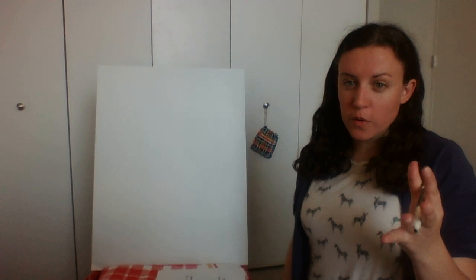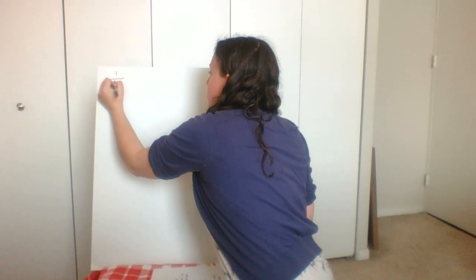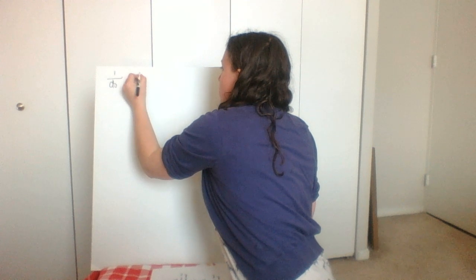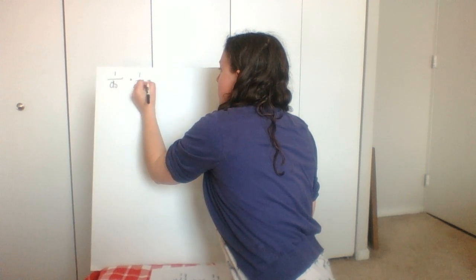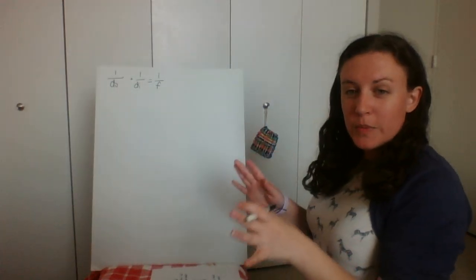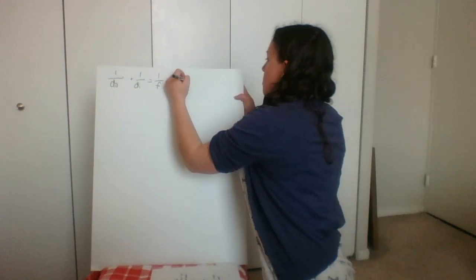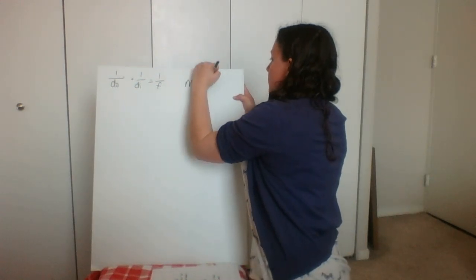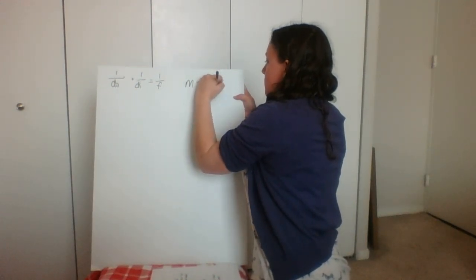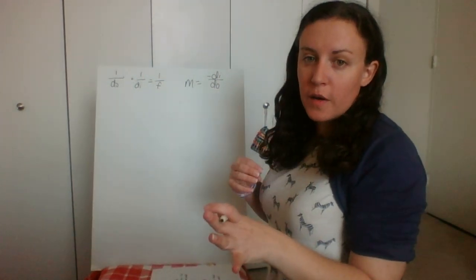When we're talking about the relationship between focal length, DO, and DI, we still have 1 over DO plus 1 over DI equals 1 over the focal length. That equation still applies. The other equation that still applies is magnification. Magnification is still negative DI over DO. So you don't have to learn any new equations for this.